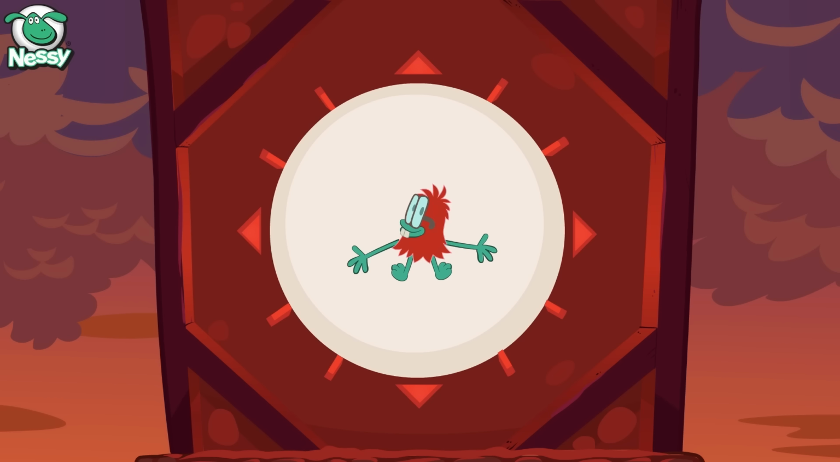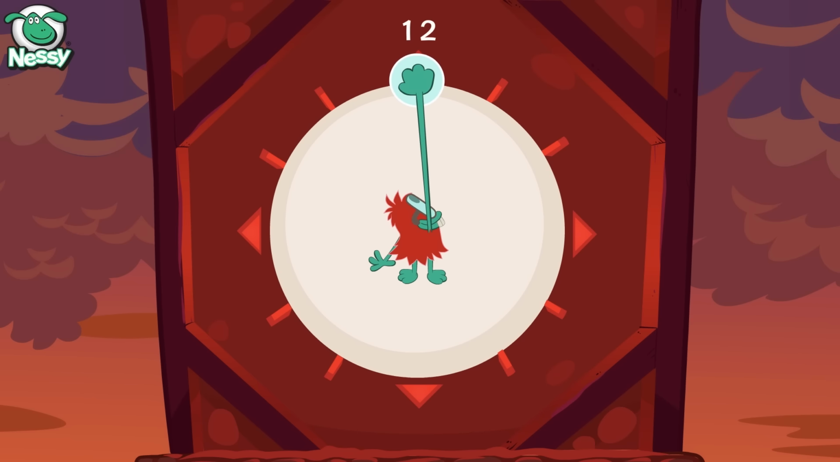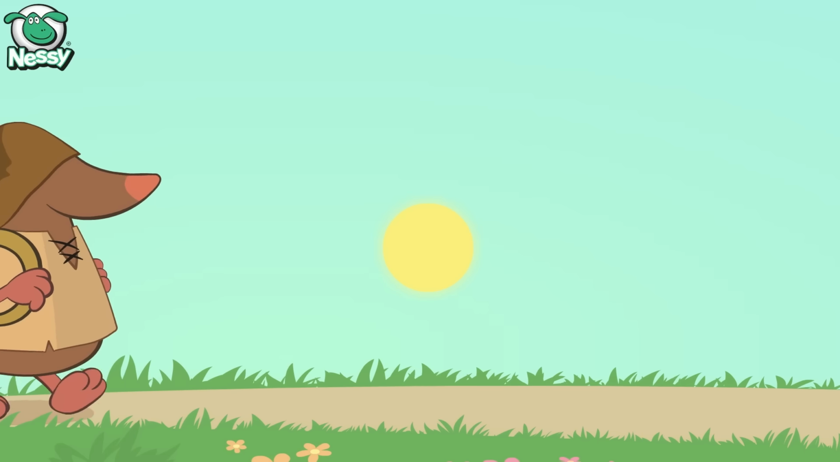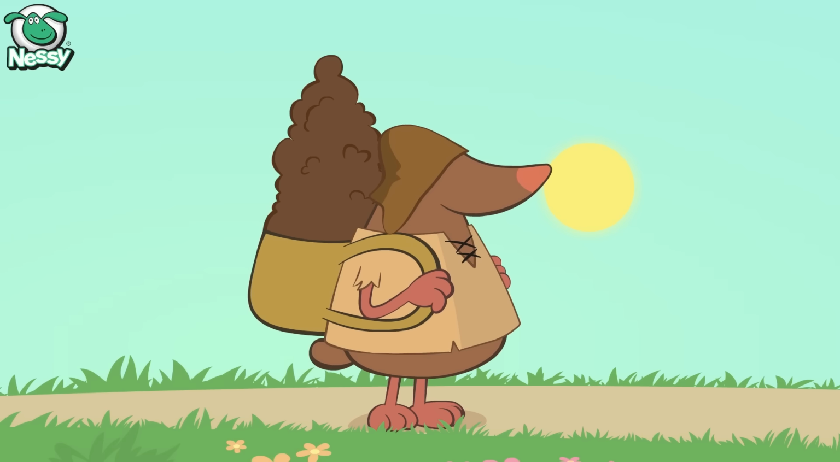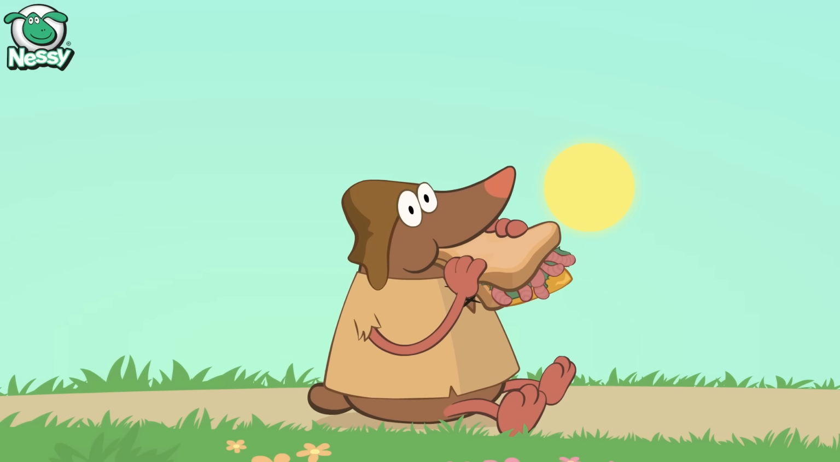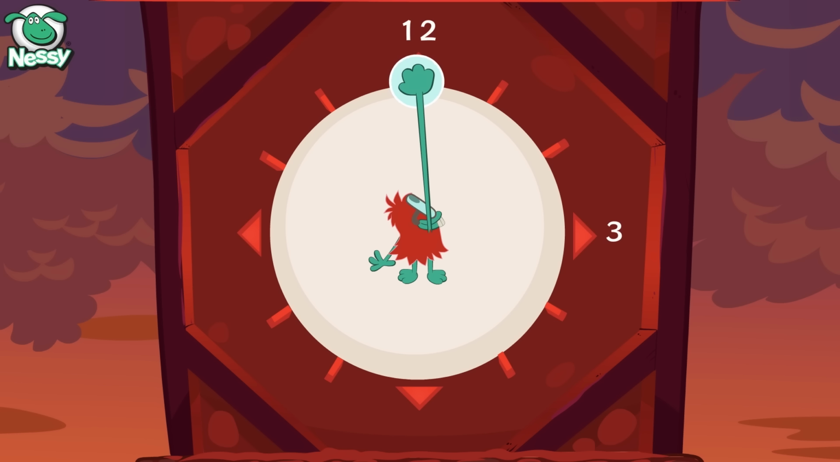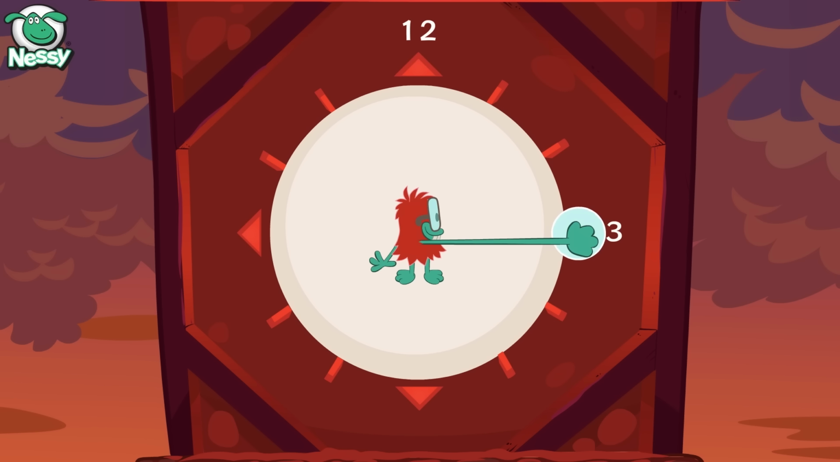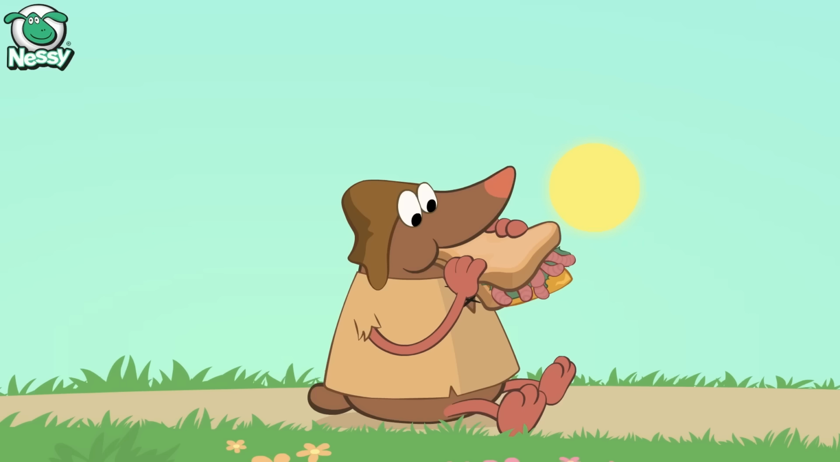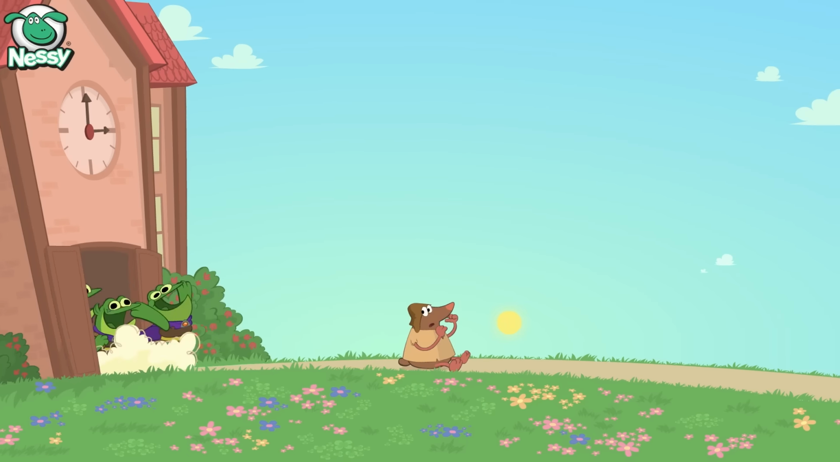Make a fist with your right hand. Be careful! This hand now has the awesome power of hours! Point it straight up to 12. It's lunchtime! Swing your arm down to 3. School's out!